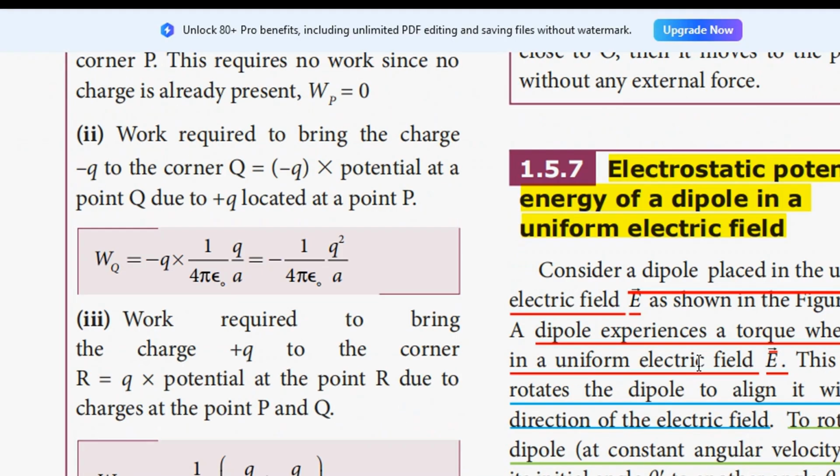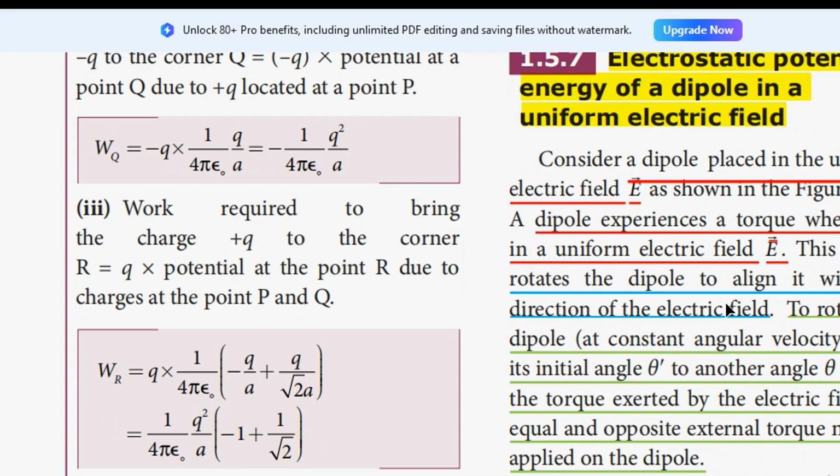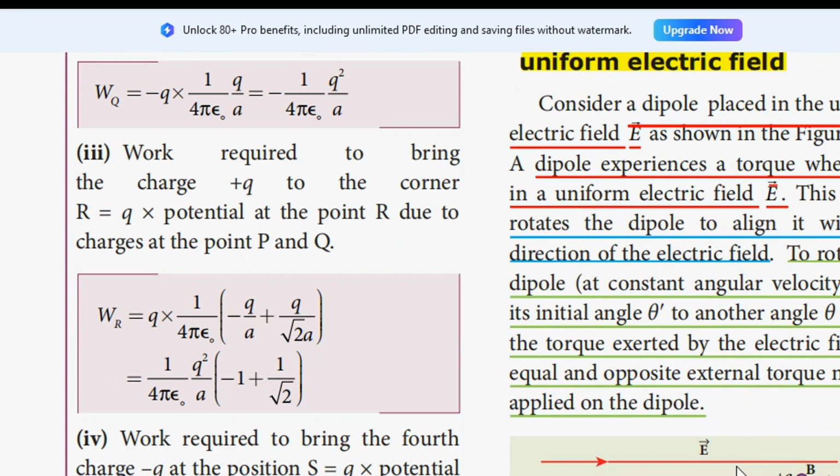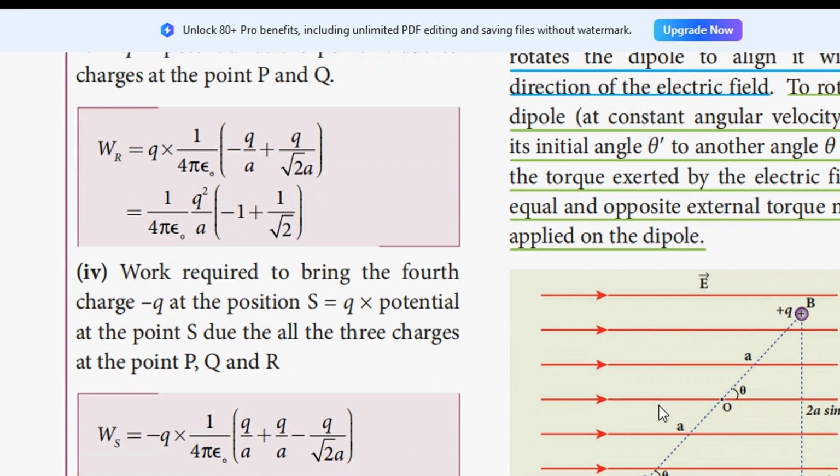And the next topic we are going to study is the electrostatic potential energy of a dipole which is kept in a uniform electric field. For this, let us consider a dipole placed in the uniform electric field E as shown in the diagram. This dipole experiences a torque when kept in a uniform electric field E. This torque rotates the dipole to align it with the direction of the electric field. To rotate the dipole with constant angular velocity from its initial angle theta dash to another angle theta against the torque exerted by the electric field, an equal and opposite external torque must be applied on the dipole.